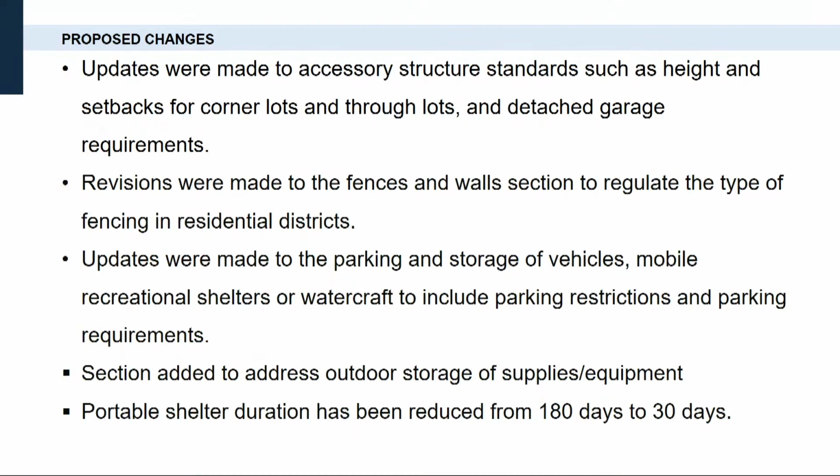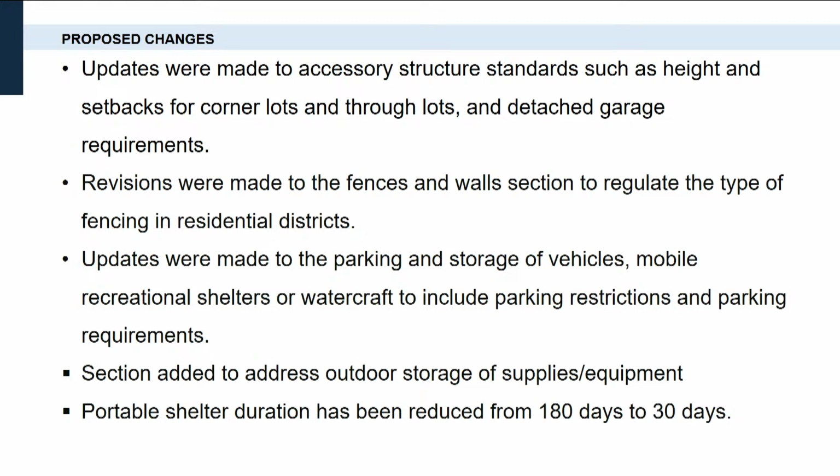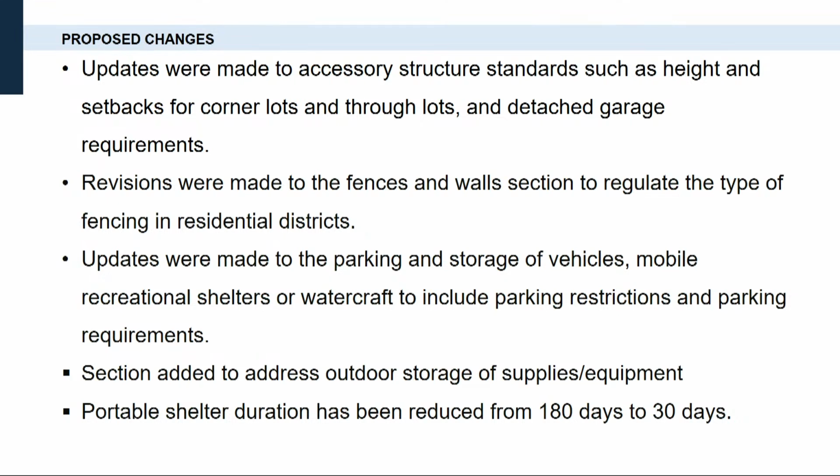There are probably a lot more proposed changes to our Chapter 6. So we did updates on accessory structures such as the height and setbacks, and for corner lots and through lots, where the language was very vague on measuring and determining where an accessory structure could go on a through lot, which is a lot which has 2 streets, one in the front, one in the back. By code, you couldn't have a pool anywhere without a variance or waiver because of the setback from the front structure.